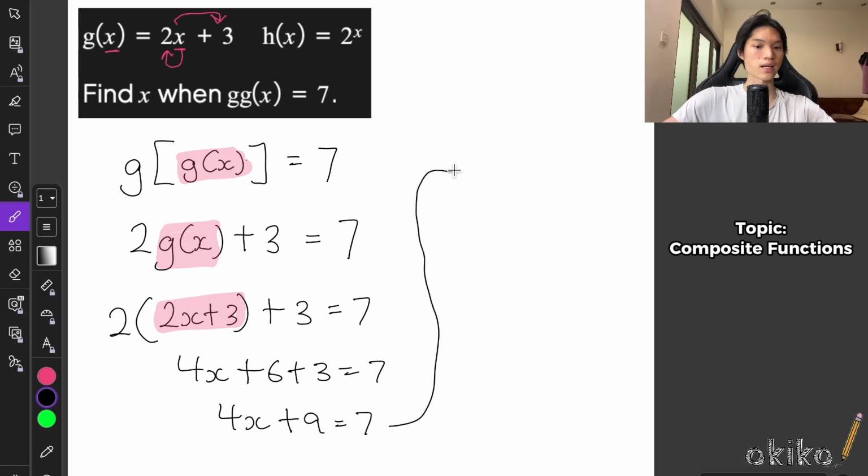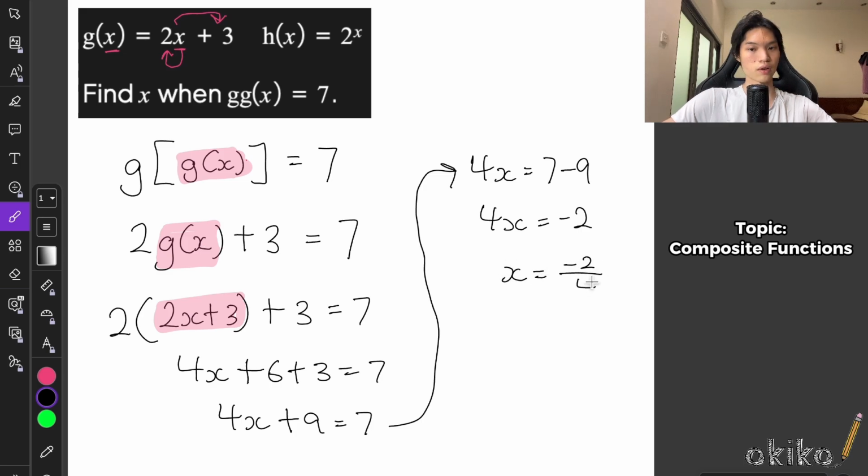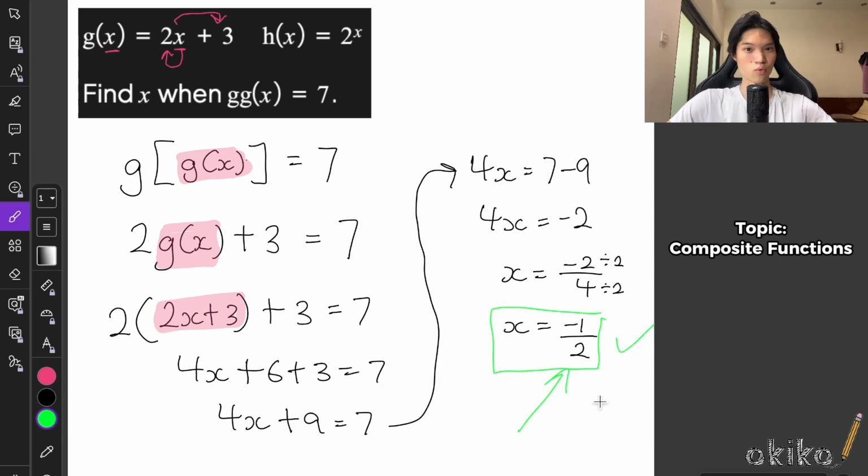And if I bring this over to the side here, we'll move over 9 to the right hand side. So 4x is equal to 7 minus 9. 7 minus 9 is negative 2. And finally, to divide this 4 over is the last step. So x is negative 2 divided by 4. Don't forget to simplify this. It can be very easy to leave this as the answer, but we should divide 2 on the top and bottom of this fraction. So we get on the top, negative 2 divided by 2, which is negative 1, and on the bottom, 4 divided by 2 is 2. So the solution for x, when gg(x) is equal to 7, is negative 1 over 2.